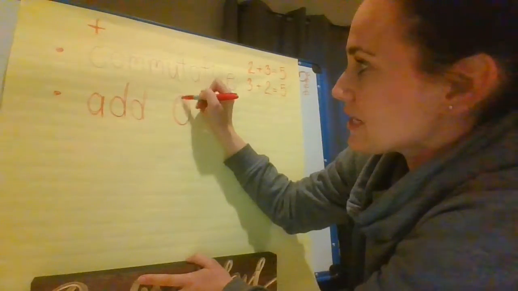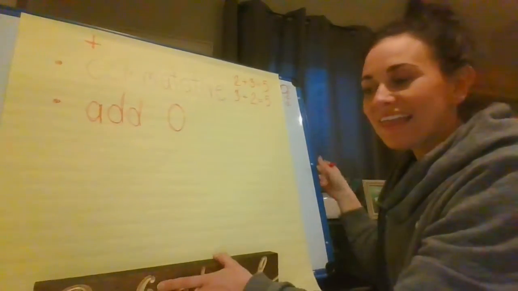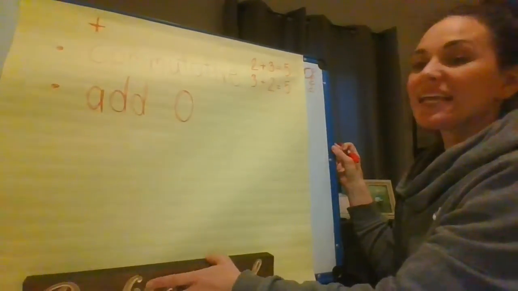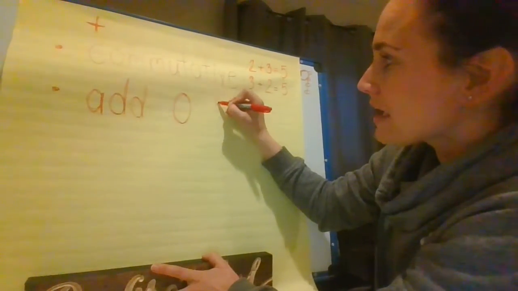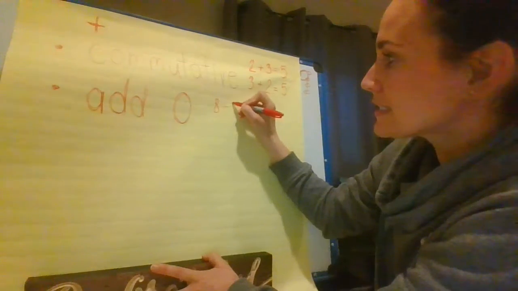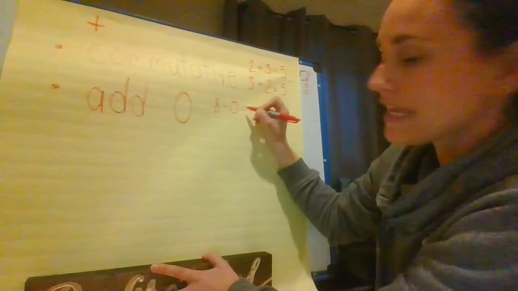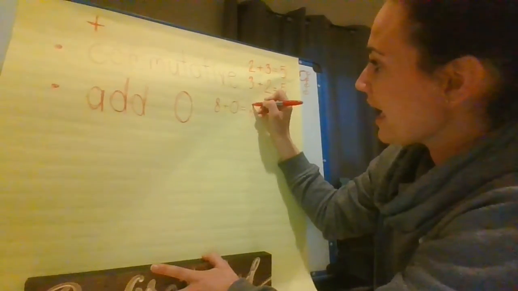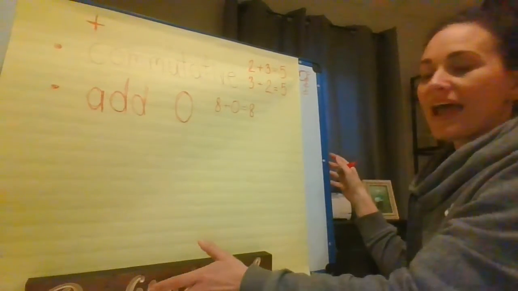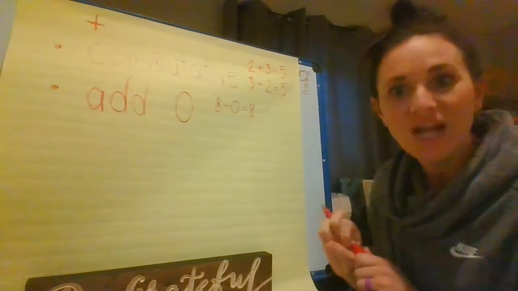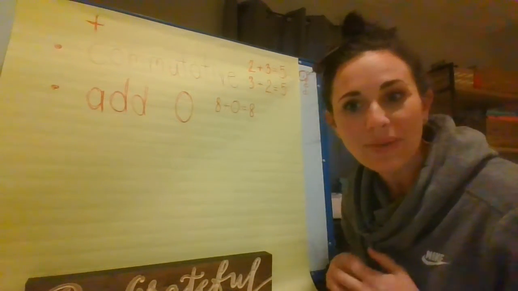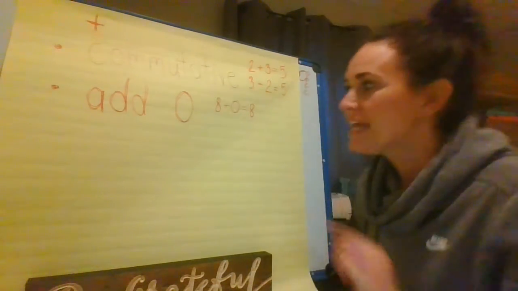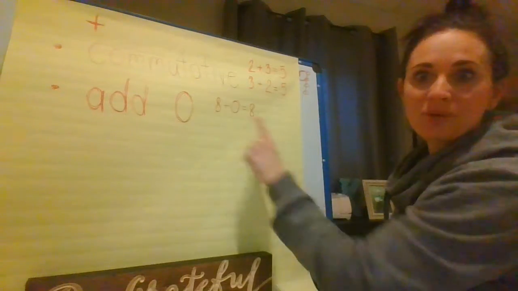zero, when we add zero. And we have a saying that helps us remember this. Adding zero is so easy, mathematicians. Watch this. 8 plus 0 equals 8. When we add 0 to a number, the number stays the same. Say it with me. Add 0 to a number, and the number stays the same. Look, I added 0 to 8, and the number stayed the same.